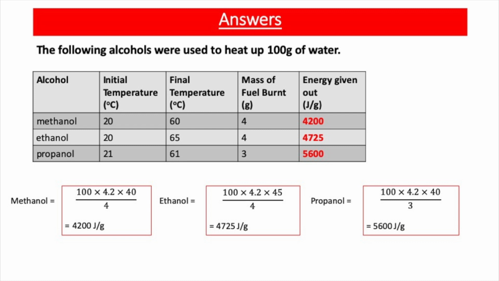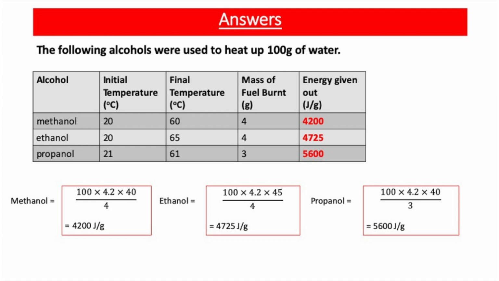And if I look at propanol, it's 100 times 4.2 times 40, because my temperature rise was 40, and I divide it by 3, the mass of fuel burnt. And my final answer is 5,600 joules per gram. Now you will get this trend if you study methanol, ethanol, propanol, butanol, etc. Because the more carbons in the alcohol, the more energy is released when you burn them.